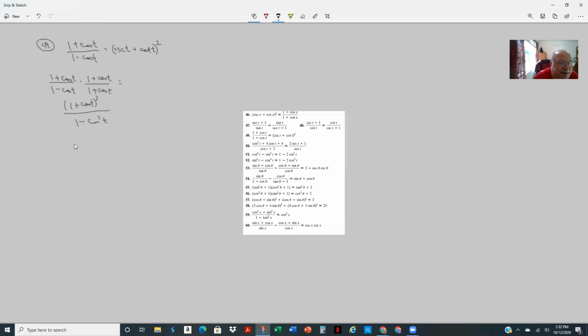Okay, now the bottom is going to be sine squared of t, and the top is 1 plus the cosine of t quantity squared. But since these are both squared, I can write it this way: 1 plus the cosine of t over the sine of t quantity squared. And then I can break it up and write it as 1 over the sine of t plus cosine of t over the sine of t quantity squared. 1 over the sine of t, remember, is cosecant of t, and cosine over sine is cotangent of t. And there she is. That's the right-hand side.